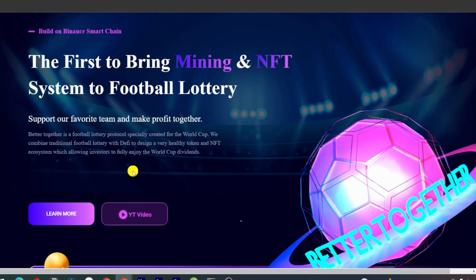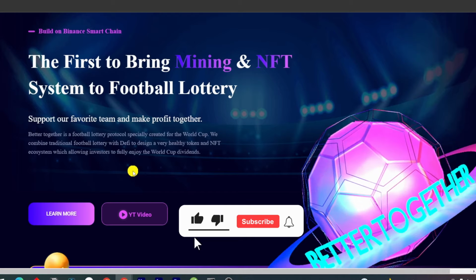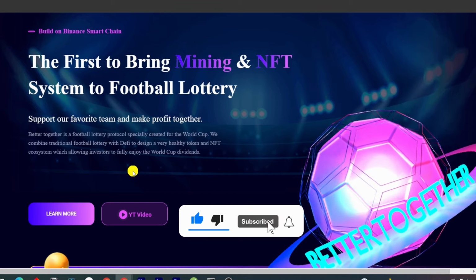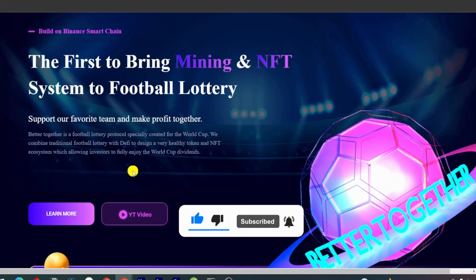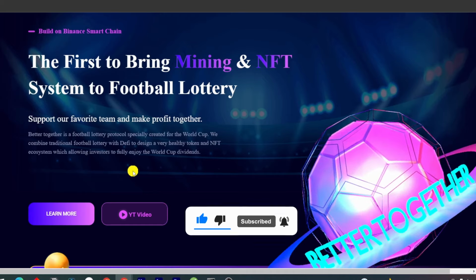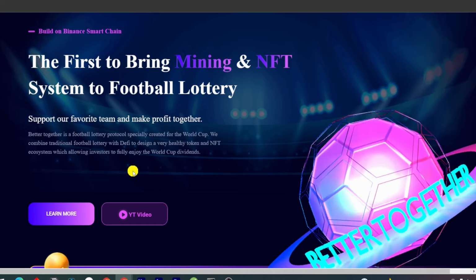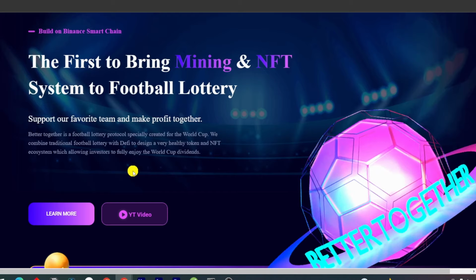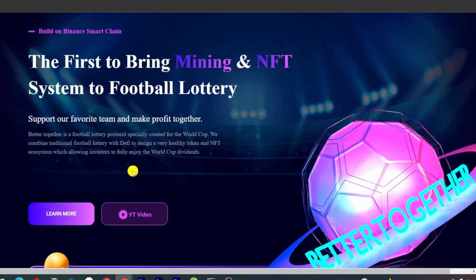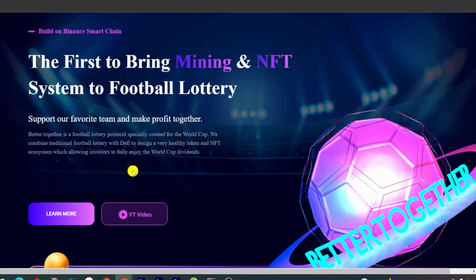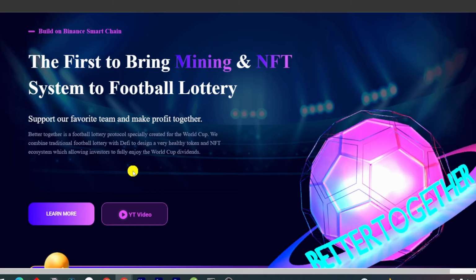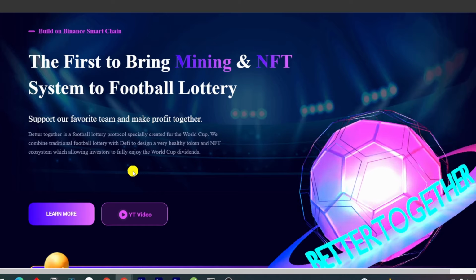They are going to bring an NFT system, mining, and football lottery into one project. They are trying to capitalize on the World Cup coming up soon. The initial offering for this project is going to be on August 22nd, and right now they are doing the audit. They will publish the report for the audit just before the launch.